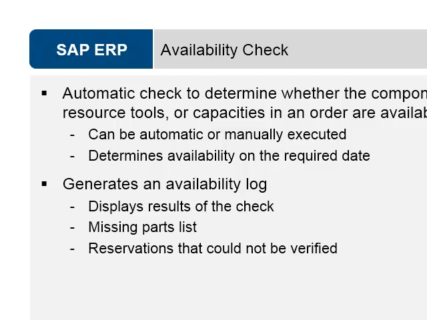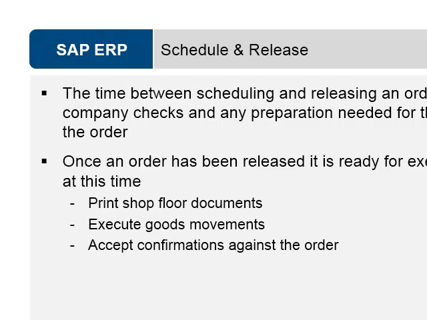Again, the output of the availability check would be the reservations for all components that are available at the dates that they are needed, and a list of all the missing parts that are not available but are also needed for production. You usually have a lead time between the actual release of the order and the execution, and that time is needed for you to prepare and set up for production.